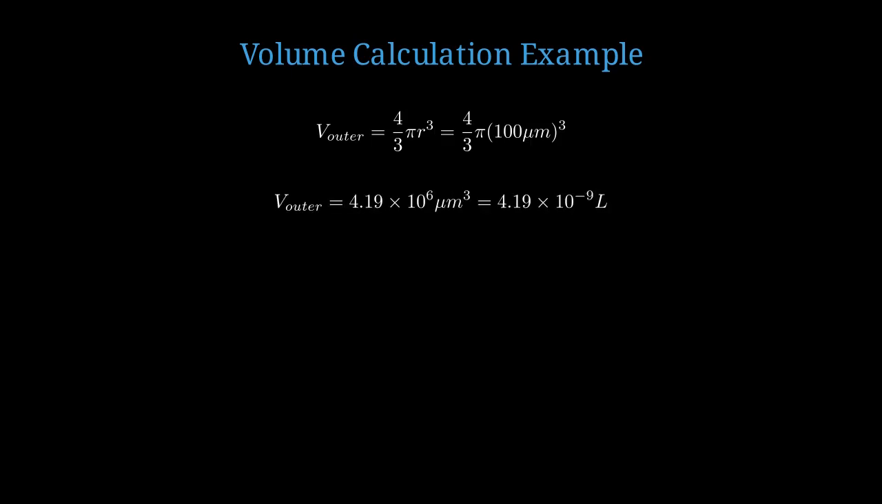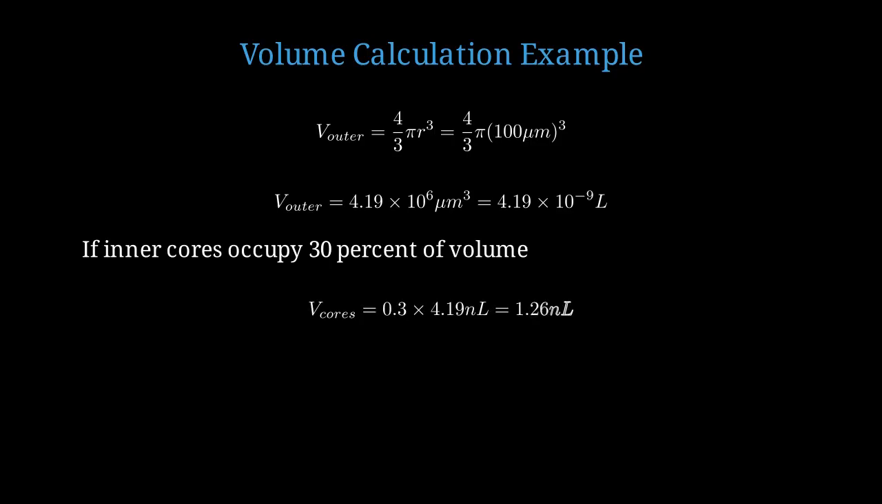Let's calculate how much drug we can encapsulate. Suppose we have an outer droplet of 200 micrometers diameter. The outer volume is 4/3 pi r cubed, where r is 100 micrometers. This gives us 4.19 times 10 to the 6th cubic micrometers, or about 4.2 nanoliters. If the inner water cores occupy about 30% of the total volume, which is typical for well-formed double emulsions, the total core volume is 1.26 nanoliters. This is the volume available for drug loading.